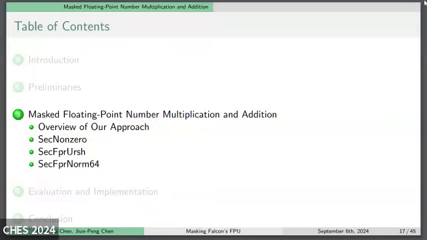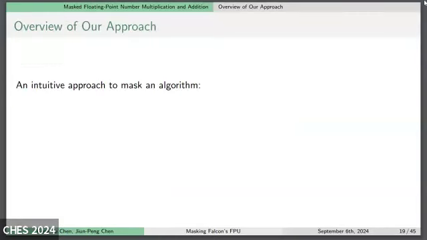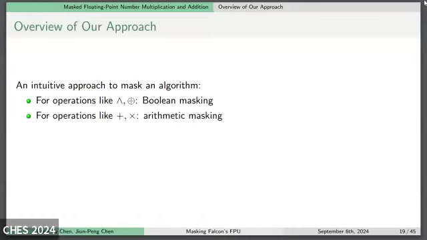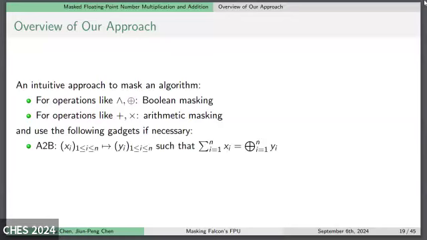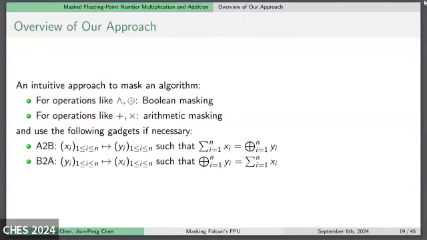Okay, then let's go to our main approach. First, I will give a brief overview. We know that an intuitive approach to masking an algorithm is, for operations like bitwise AND and bitwise XOR, we just use Boolean masking because it's easier to do so. And for operations like addition or multiplication, we use arithmetic masking because it's easier. And if necessary, we apply the following gadgets, which are A to B, arithmetic to Boolean, which maps an arithmetically masked variable to a Boolean masked variable, and B to A, which maps a Boolean masked variable to an arithmetically masked variable.